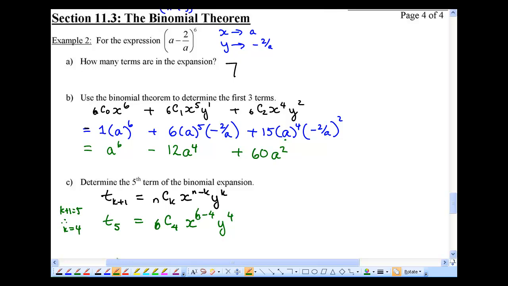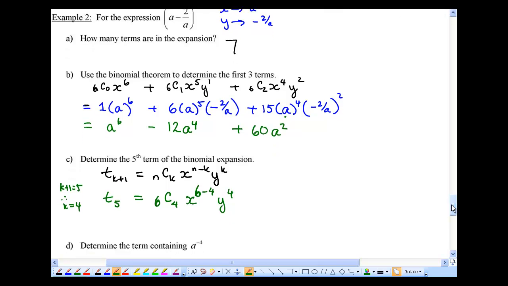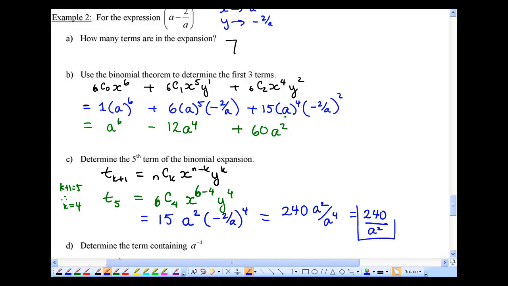6 choose 4, 6 minus 4. And when we do that, 6 choose 4, what's that? You can use your calculator. I will use my brain. It's 15. X is just a. Remember how we said that earlier? So a to the power of 2. And y is negative 2 over a, all raised to the power of 4. 2 to the power of 4 is 16, right? 16 times 15, that's 240. Then you have a squared all over a to the power of 4. So I think that's just 240 over a squared. And that's the fifth term of the expansion.